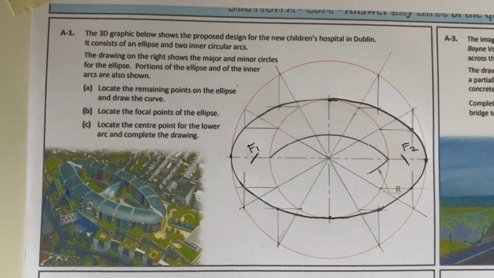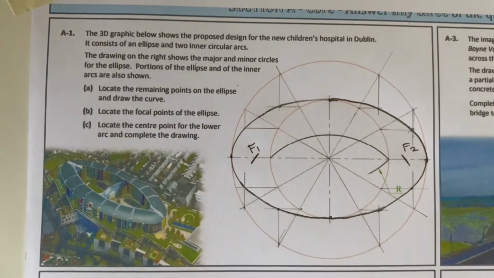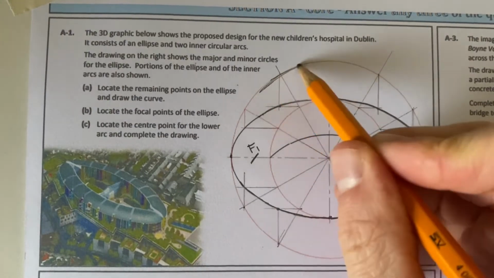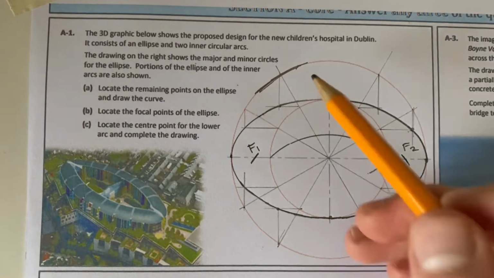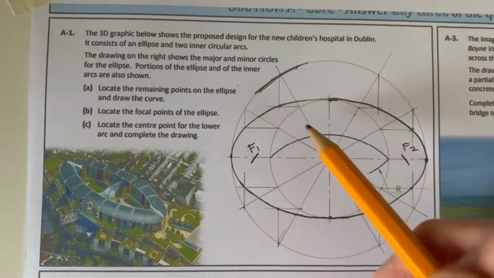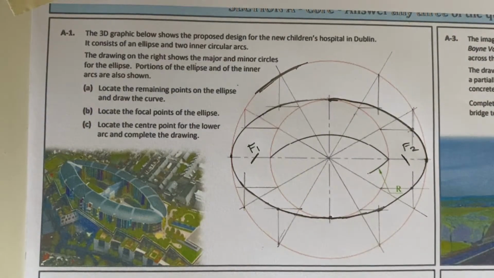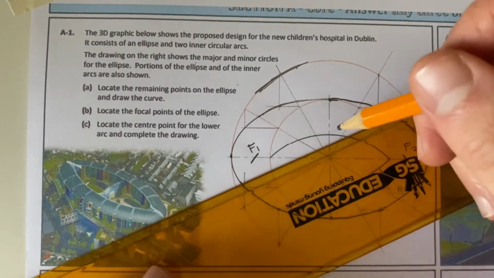The last part, part C, locate the center point for the lower arc and complete the drawing. So we all know that an arc is just a portion of a circle. For example, if I just drew that there, that would be an arc. And we know as well about a circle, or the arc in this case, that if we join a line through the circle and we bisect that line, it will go through the center of our circle. So that's what we're looking for. We're looking for the center point.